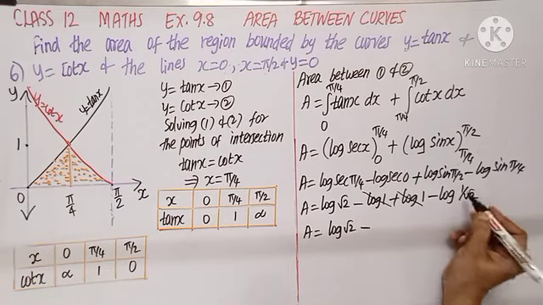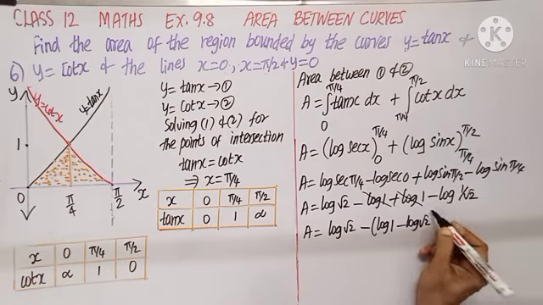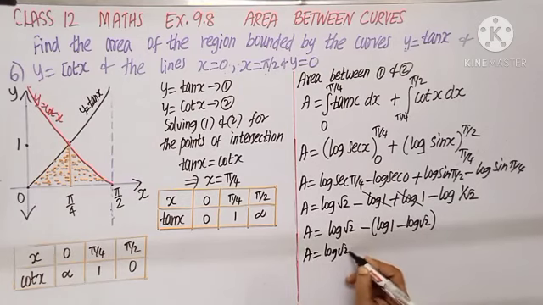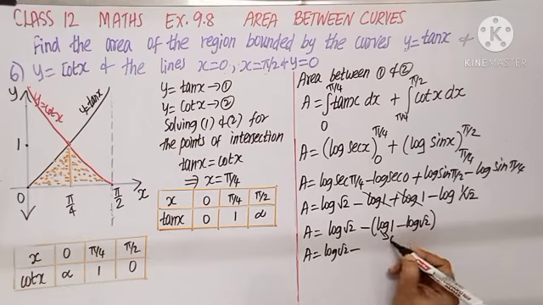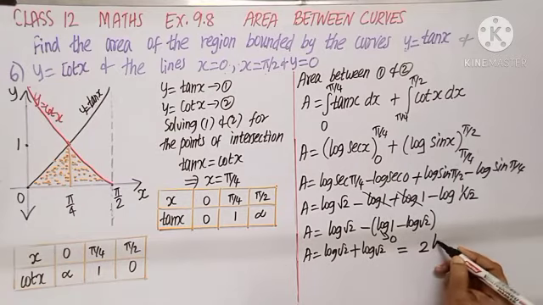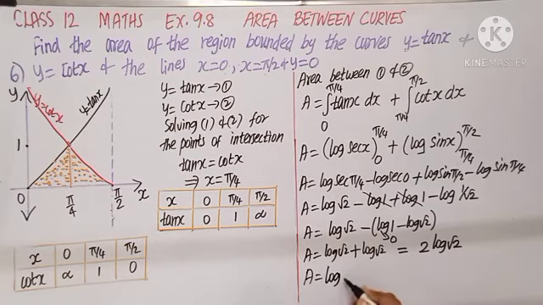Minus log 1 by root 2 can be written as log 1 minus log root 2. It is log root 2 minus log 1 is 0, forget it. Minus into minus plus log root 2. Or we can say 2 log root 2. In logarithm, the number can be taken to the power. It is log root 2 squared. So my answer is log 2.